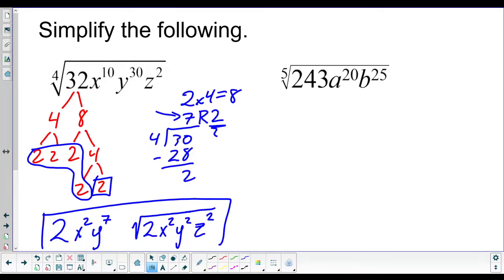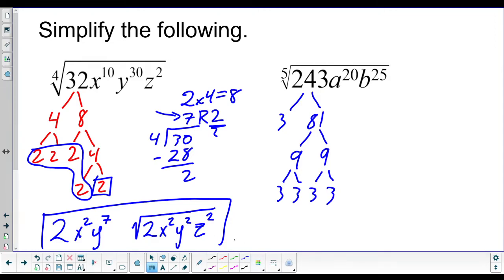All right. Let's go ahead and look at the 5th root of 243, a to the 20th, b to the 25th. This 243, let's see what goes into this. I have a sneaking suspicion it's 3. I think it is 3. Let me just double check with my mental arithmetic. This is 3 times 81. All right, 81 is 9 times 9. And then 9 is 3 times 3.